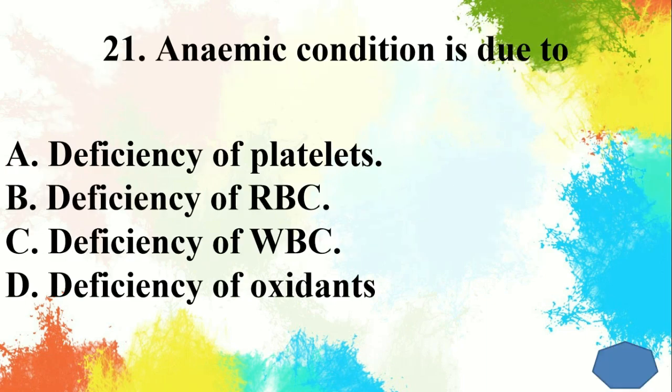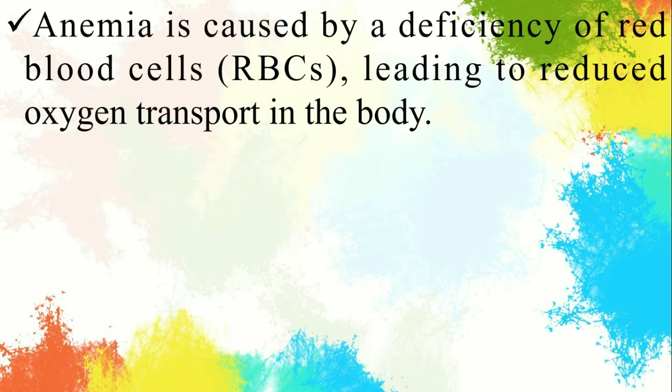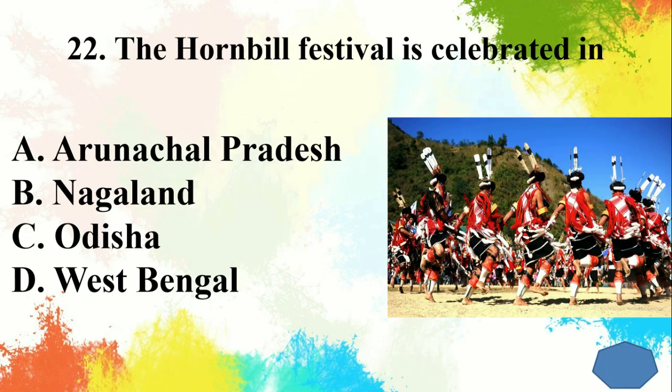Question 21. Anemic condition is due to. Answer: deficiency of RBC. Anemia is caused by a deficiency of red blood cells, RBCs, leading to reduced oxygen transport in the body.